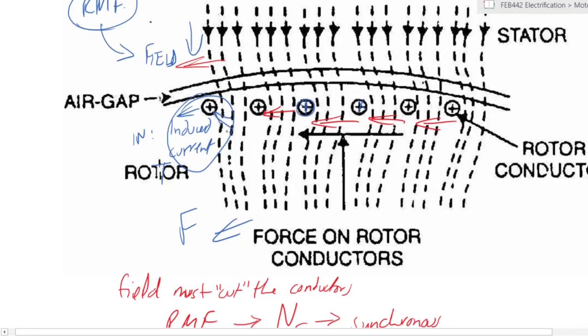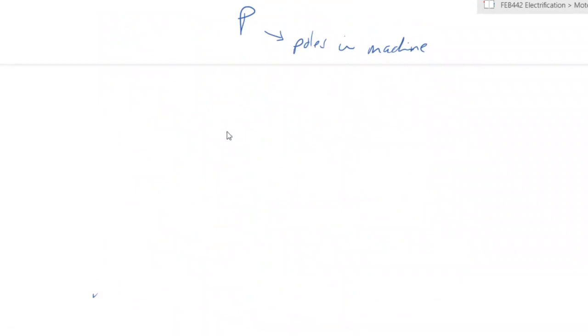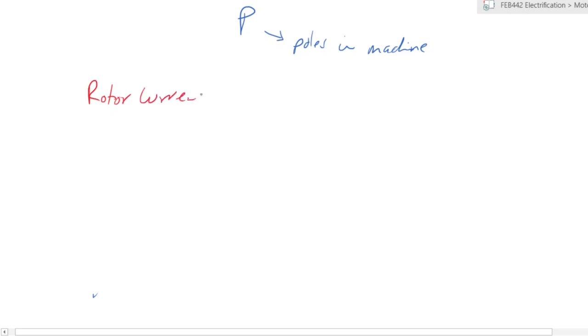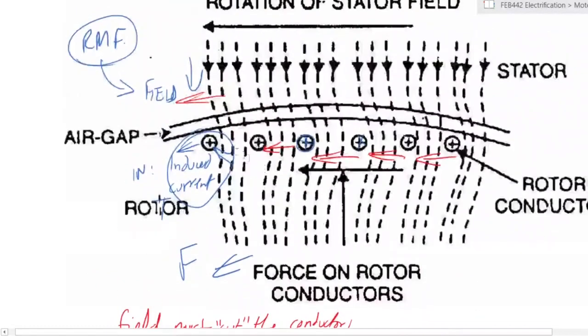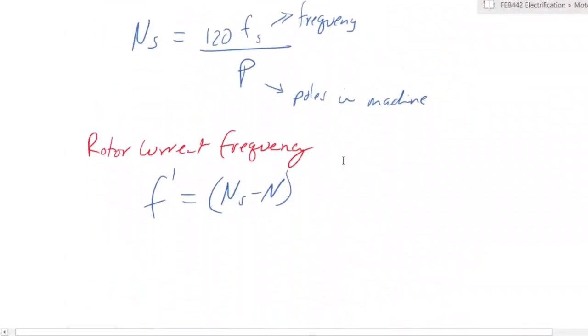Now, one key element that we glossed over, we mentioned that there is an induced current within the rotor. So the rotor has a current induced within it, the rotor current. And the frequency of the rotor current can be shown to be given by ns minus n, the speed of the rotating magnetic field minus the speed of the physical rotation of the rotor, times the number of poles divided by 120, right?